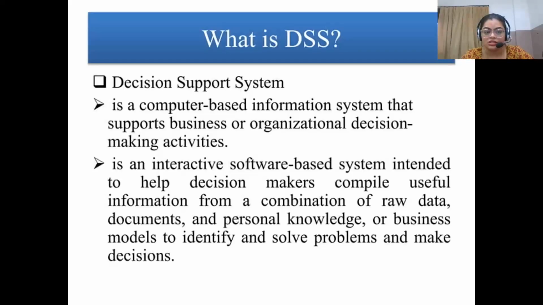This decision support system brings together data and knowledge from different areas and sources to provide users with information beyond the usual reports and summaries. This is intended to help people make informed decisions. So basically, it is a type of interactive software based system which is useful for decision makers. It has some combination of raw data, documents, personal knowledge, and business models, and these business models are used to identify and solve problems and make decisions.